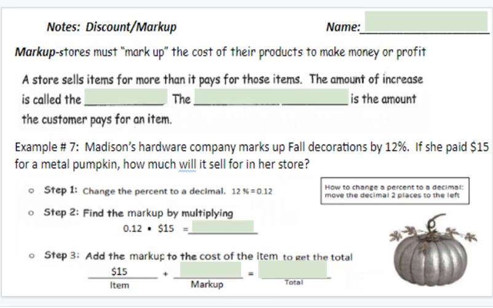The amount of increase is called the markup. The sales price, or the final price, is the amount that the customer actually pays.